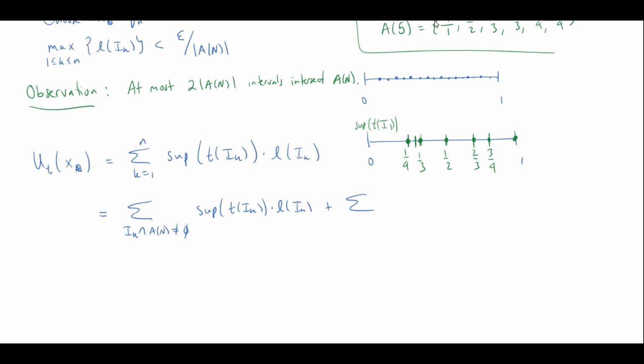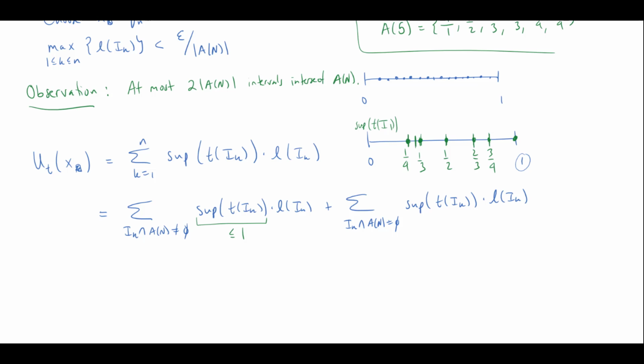Plus, now I'll get the sum of all I_k's that do not intersect A_n. So this intersection is empty, and it's the same supremum, t of I_k, times the length of I_k. Now, this supremum here, I know in the worst case scenario is 1. Most of the intervals are not going to have that, but that's okay. I'm just going to replace this with the worst case scenario, that the supremum was 1. So I know that's less than or equal to 1.